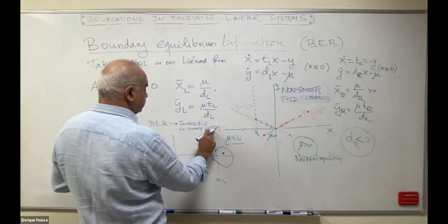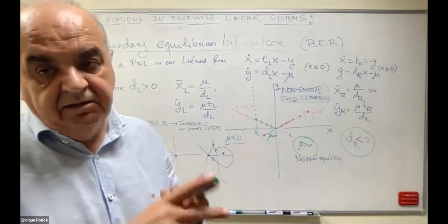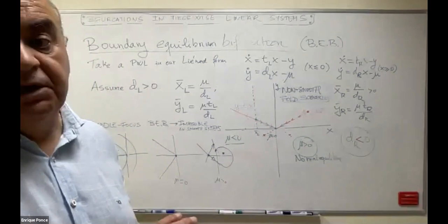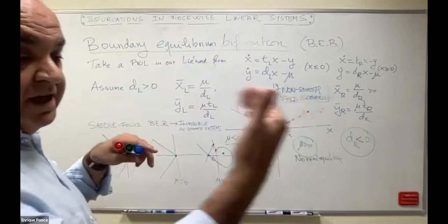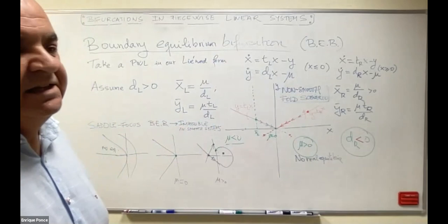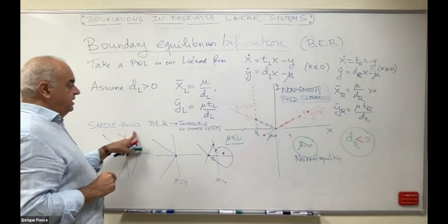Because, you know, in a smooth system, when you have the collision of two equilibria, you have, of course, a non-generic situation where the determinant is zero, and then you are in the trace-determinant plane, near focus and saddle. You are in the border between saddles and nodes. So you can have a saddle-node bifurcation, but never a saddle-focus bifurcation like in this case.